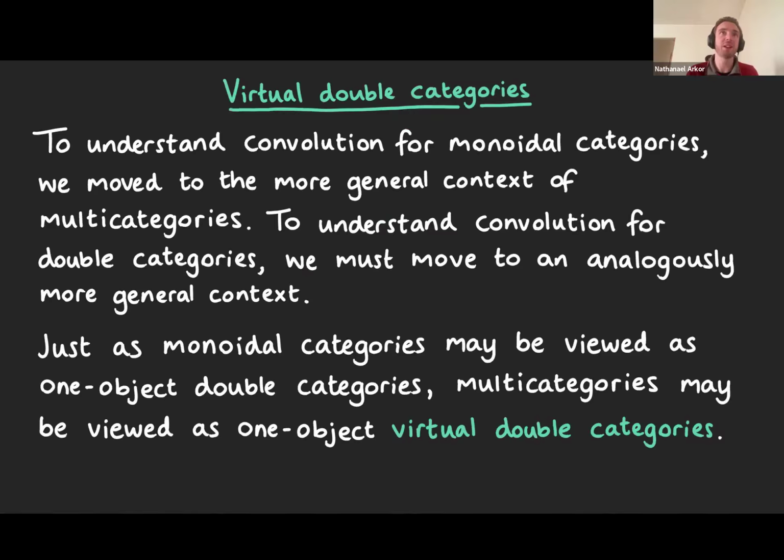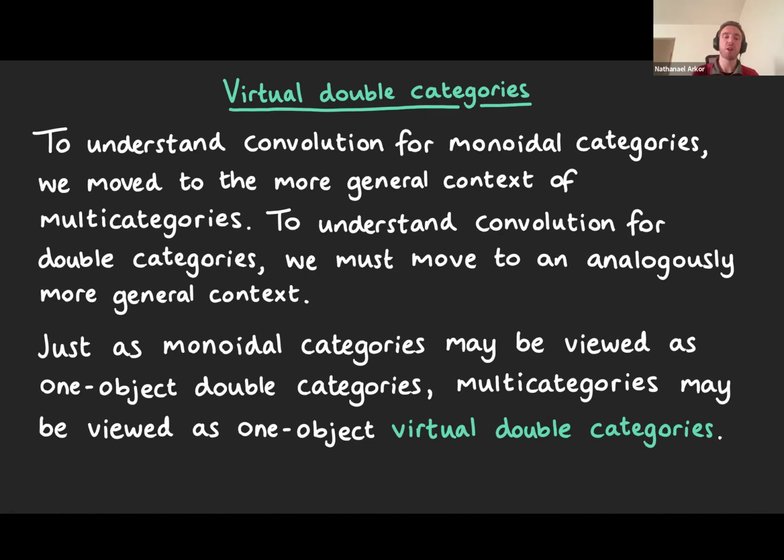So recall that at the beginning of the talk, I explained that if we want to understand convolution from monoidal categories, it's simpler and more enlightening to move to the context of multi-categories. And so analogously, if we want to understand convolution for double categories, it stands to reason that we want to move to an analogously more general context.